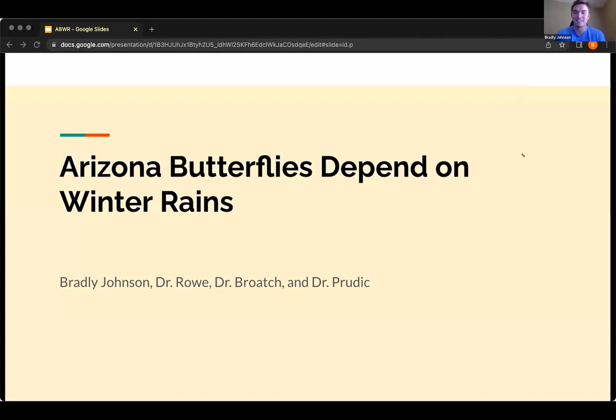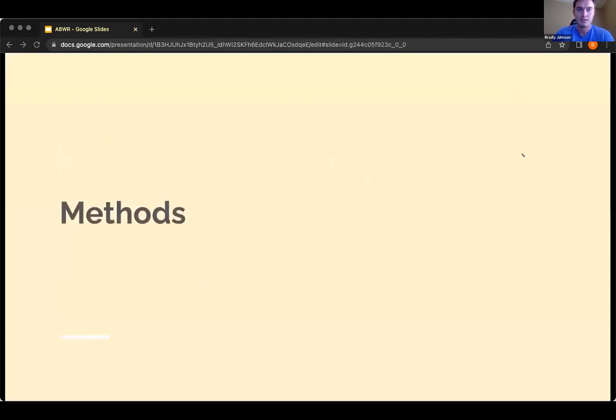I'm just going to talk to you guys a little bit about the methods and results of our research, titled Arizona Butterflies Depend on Winter Rains. To begin, I'm just going to do a basic introduction to the methods we used and the models that we created.